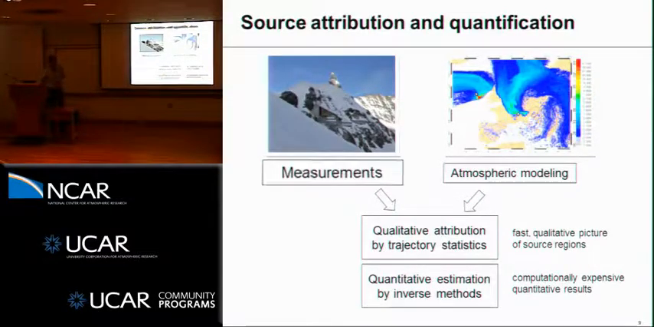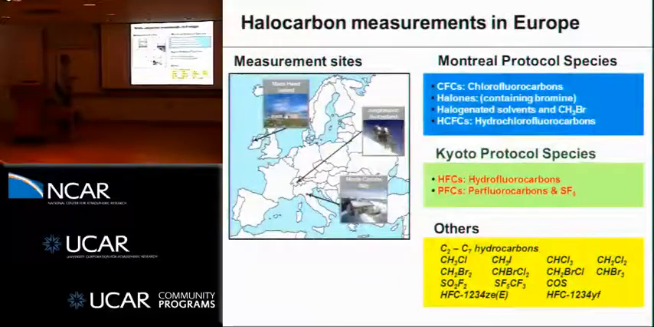So first, a few words about the measurements. I'm first focusing on halocarbon measurements. In Europe, we have a small network of halocarbon measurement stations: Mace Head in Ireland, Jungfraujoch, and Monte Cimone in the Italian Apennines. The species that we measure are, on one hand, Montreal Protocol species, so species harmful to the ozone layer, like the CFCs, halons, halogenated solvents, methyl bromide, and also HCFCs, which are the hydrochlorofluorocarbons.